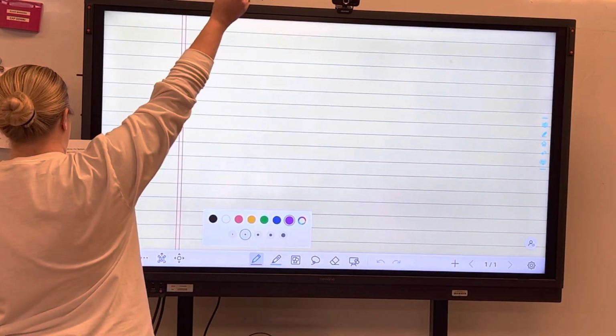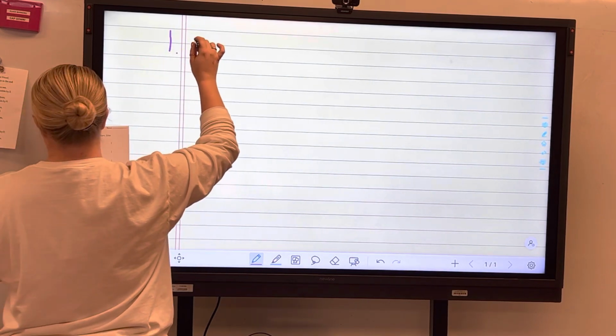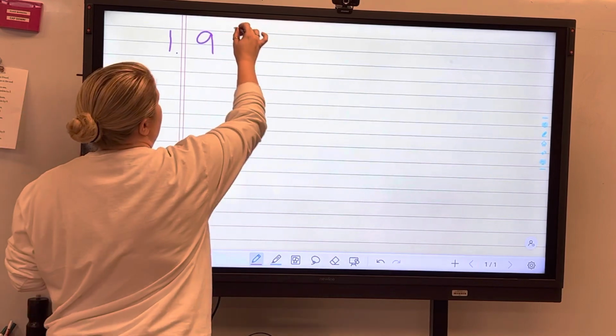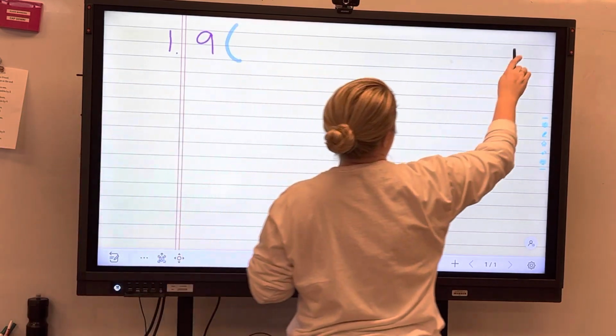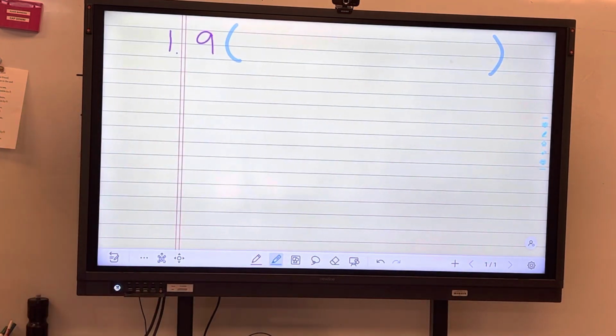Now, we are not writing our factor pairs with the multiplication symbol. We're actually writing our factors out. Do you see your parentheses out there? This is how you're going to write them. Unless they give you the multiplication sign, you're going to factor your numbers like this.